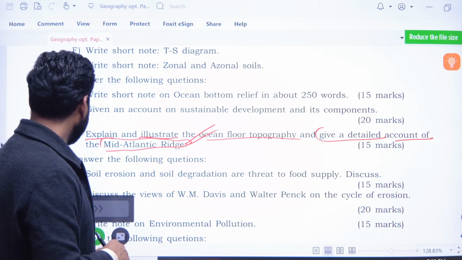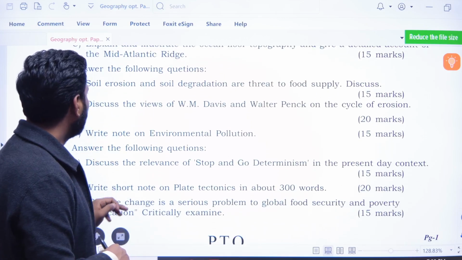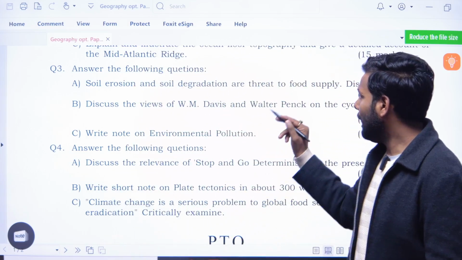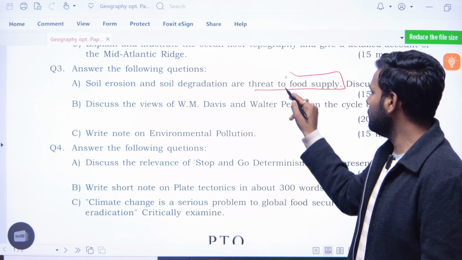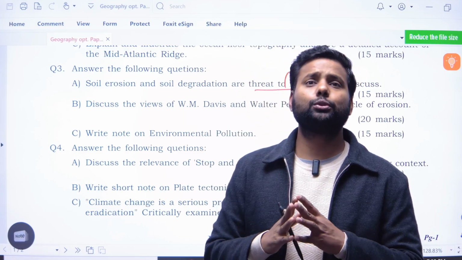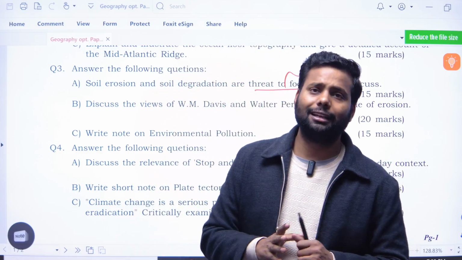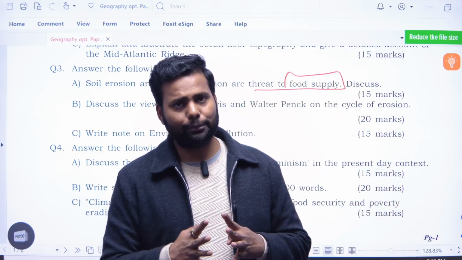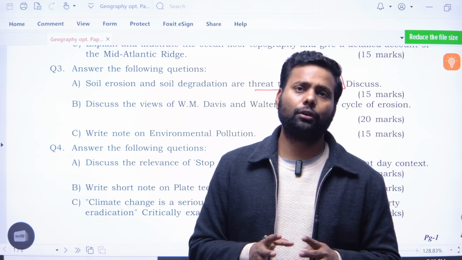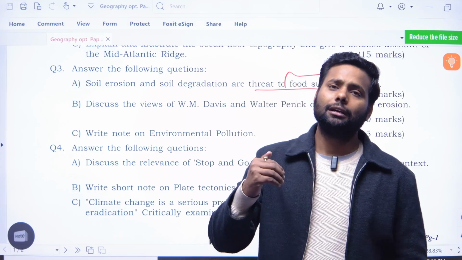Now again we are moving to another section. Answer the following question: soil erosion and soil degradation are a threat to food supply. In this question, firstly you have to talk about what soil erosion is. Sometimes soil erosion and soil degradation cannot be studied separately, because they are very closely related. Under soil erosion there is soil degradation.